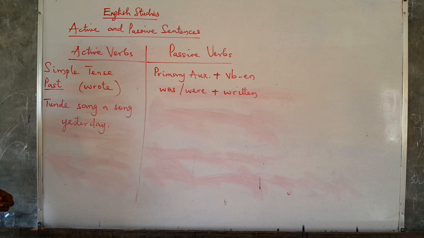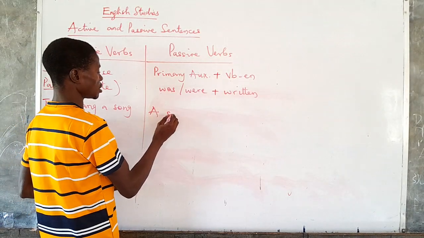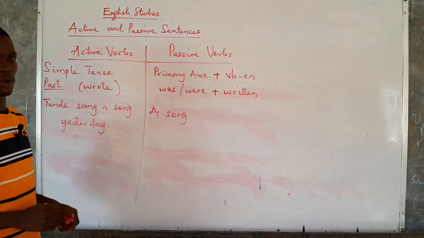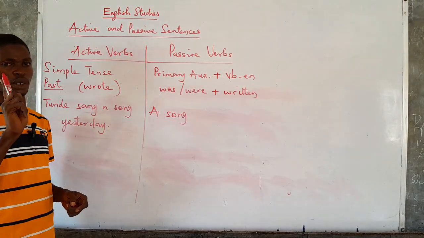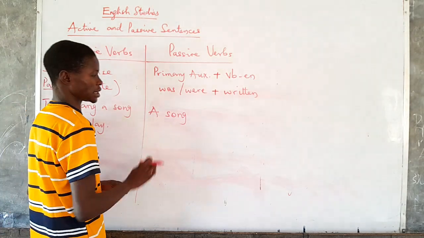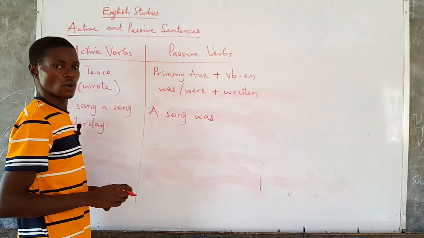How do we convert this to passive? It's very simple. Bring your object to subjective case. It will now be a song. A song. How many songs are we talking about? We are talking about only one song. After one song, you use singular. That will be was. A song was.